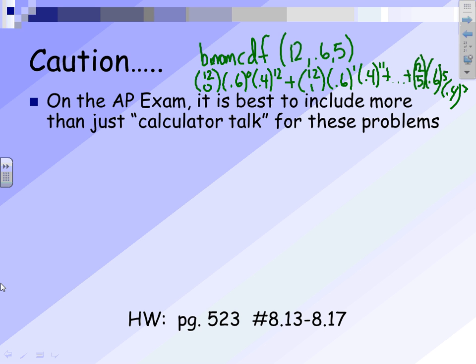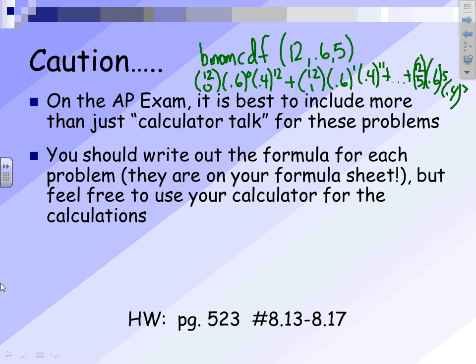And while I didn't have to write it out for all 5, I had to write it out 3 times. Annoying, tedious? Sure, it is. Okay? But that's what the AP is looking for, so that's what I'm looking for as well. But if you write it out in the formula, as I just did, and then just go right to using the calculator, and you can just give the answer from the calculator, that would be sufficient. You should write out the formula for each problem. They're on your formula sheet, so that's something that's a good, helpful hint for you there. But feel free to use your calculator for the calculations. Pretty much what I just said there.